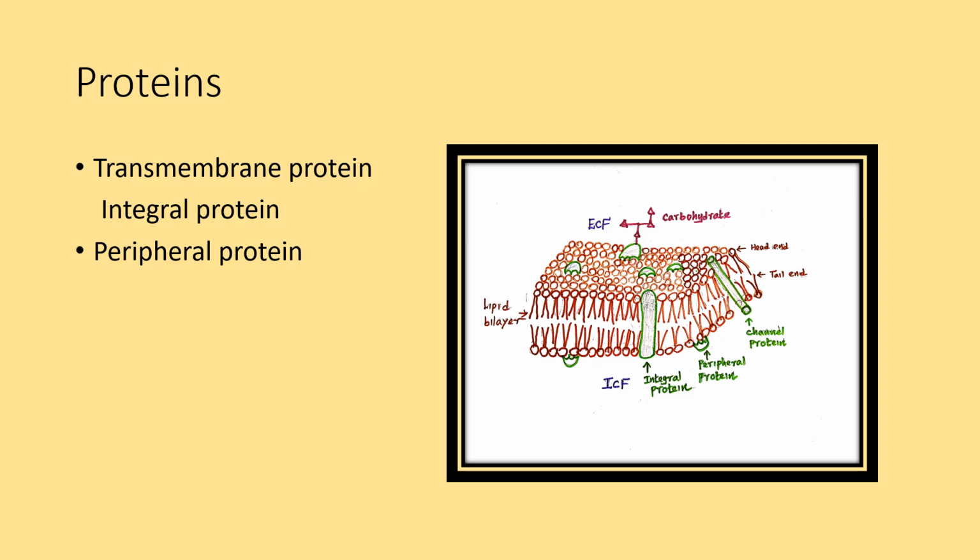The transmembrane protein, otherwise called the integral protein, spans the entire cell membrane. It may act as a G protein coupled receptor for hormonal action, and the transmembrane protein also acts as the sodium potassium pump and ion channels. The peripheral proteins may be present outside the cell membrane or inside the cell membrane.